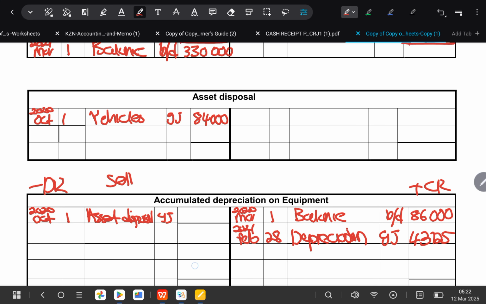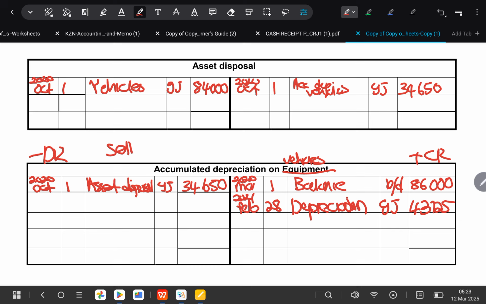34,650. Remember, we have debited, so when we go to asset disposal, we must credit. So you are going to say 2020 October the 1st, then we are going to write accumulated depreciation. Remember, it's vehicles, not equipment. Here they made a mistake, it's vehicles. Okay, and then that accumulated depreciation is 34,650, and then let's close off our accumulated depreciation account.